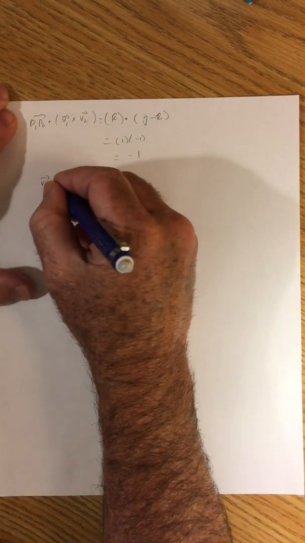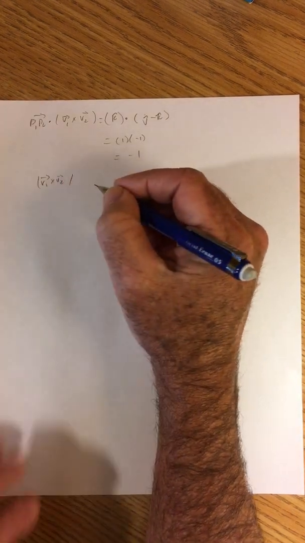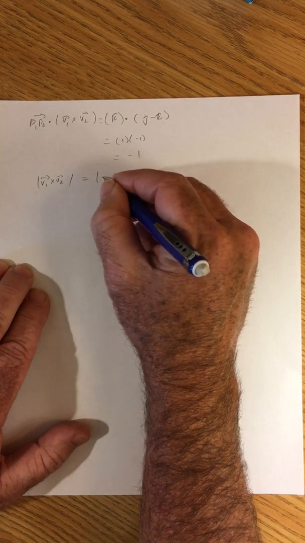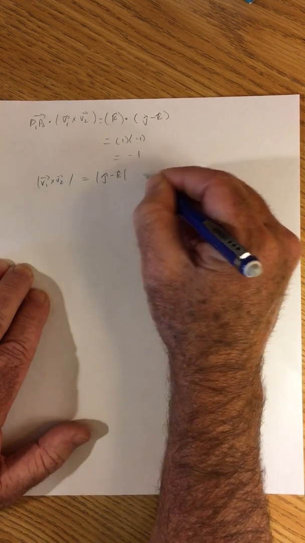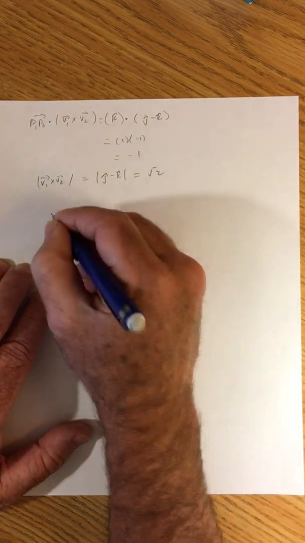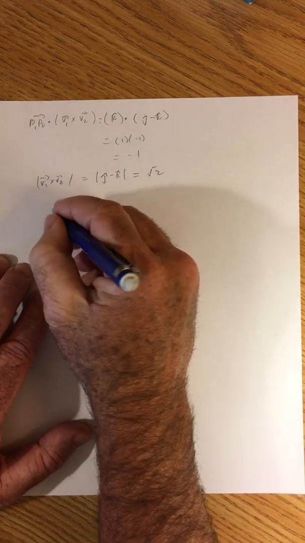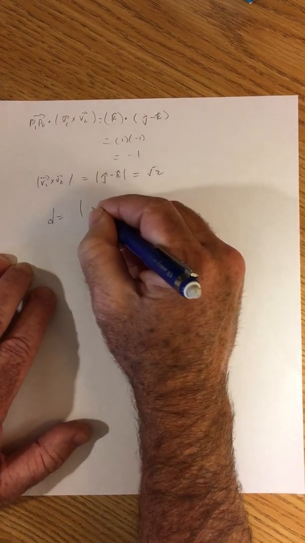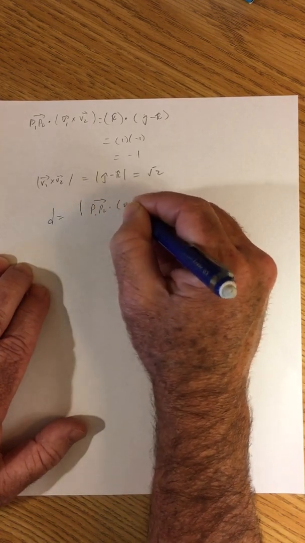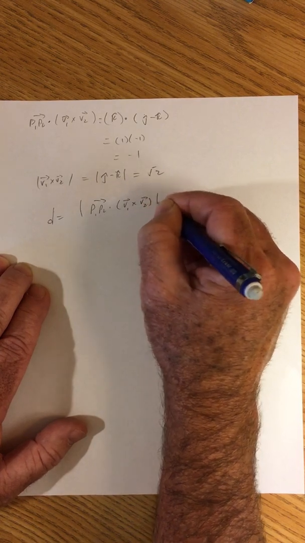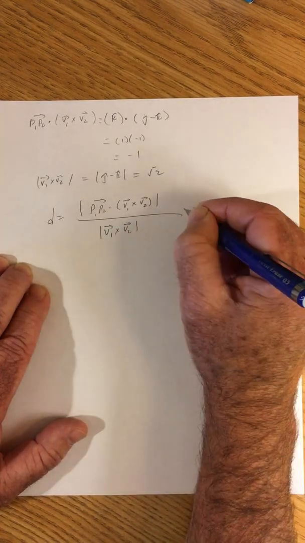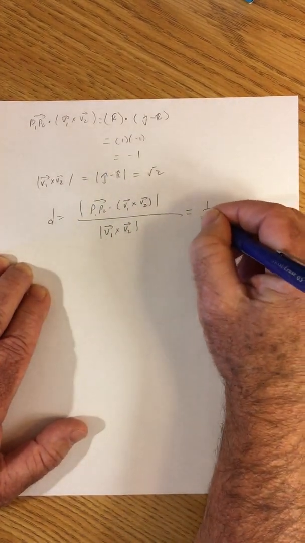All right, we have that. Now we need magnitude V1 cross V2. V1 cross V2 is, that's magnitude of J minus K, and that's equal to square root of 2. So the distance is the absolute value of, remember that's an absolute value, P1 P2 dot V1 cross V2 over magnitude V1 cross V2. So that is 1 divided by the square root of 2.